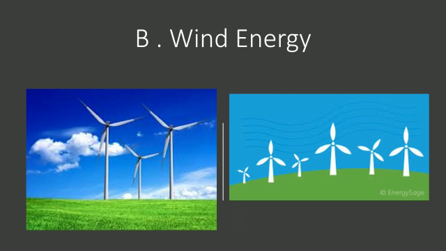Second, wind energy. Wind energy is a form of solar energy. Wind energy describes the process by which wind is used to generate electricity. Wind turbines convert the kinetic energy in the wind into mechanical power. A generator can convert mechanical power into electricity.